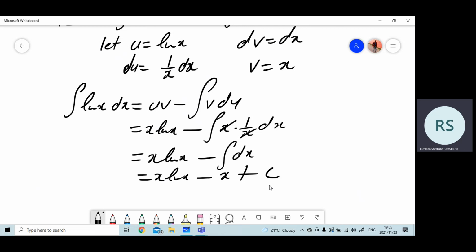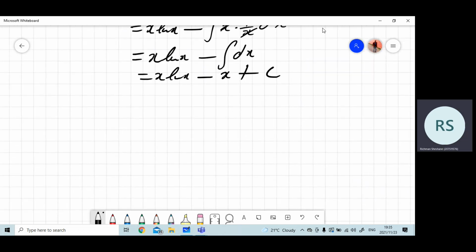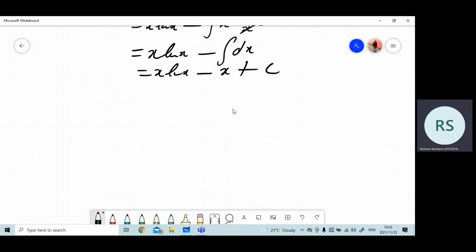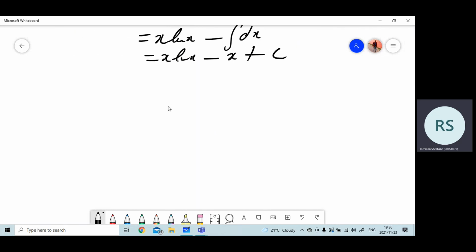I'm just going to continue and give you an example. This is the last example for Monday's lecture. I will cut and then I'll do another lecture with more examples on integration by parts that we covered on Tuesday. All right.